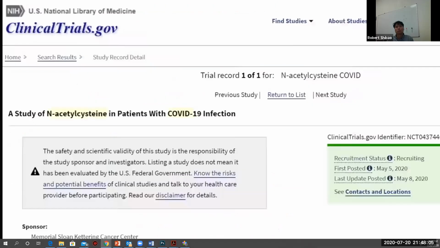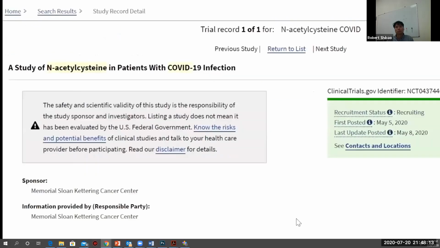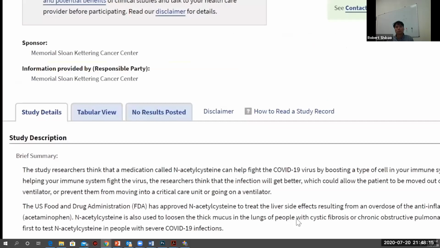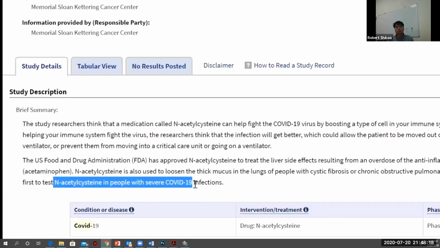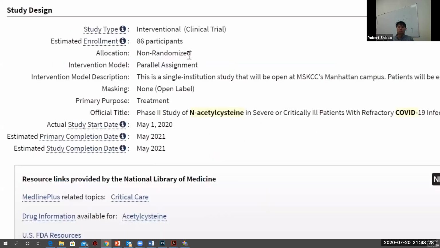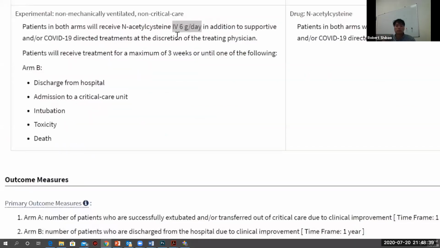Of course, what I'm waiting for is the actual clinical trial, and we've talked about this one before. It is the study of N-acetylcysteine in patients with COVID-19. It's the only one that I can find for the treatment of severe COVID-19 infections. In fact, they say here that this study is the first to test N-acetylcysteine in people with severe COVID-19 infections. Apparently, it looks like it's going to be a non-randomized trial with 86 participants with a parallel assignment and an open label. In this particular trial, they're giving N-acetylcysteine at 6 grams intravenously per day.